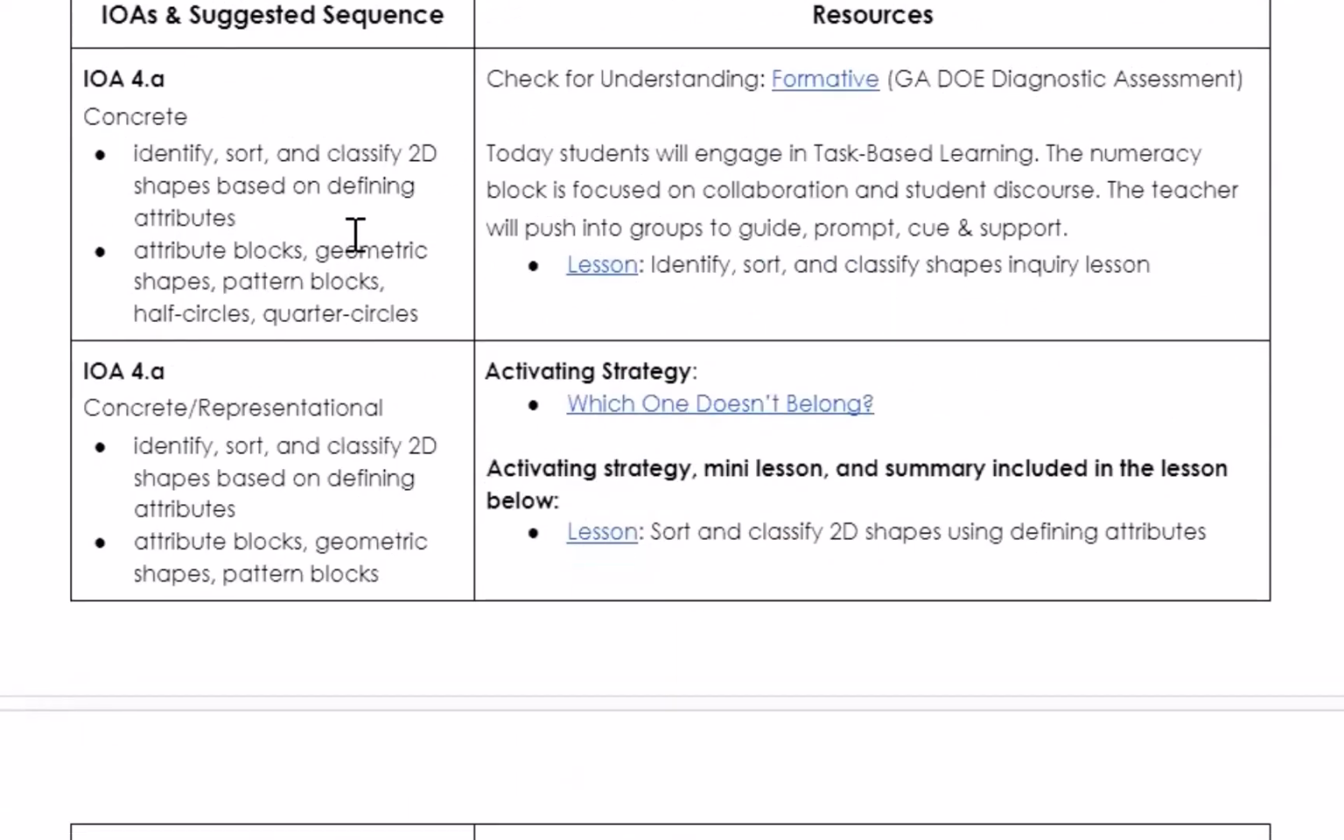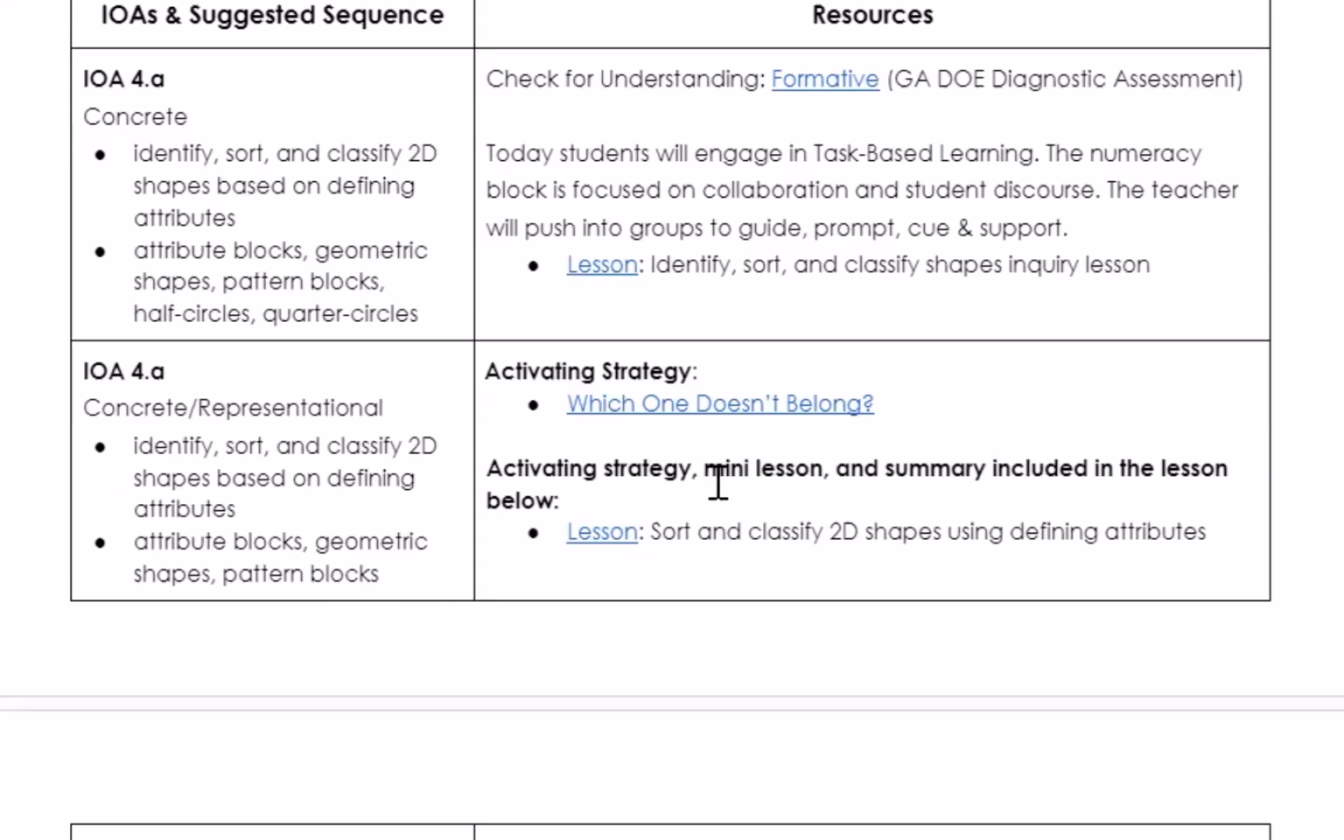The left column of the pacing guide will list the progression through concrete, representational, and abstract strategies. The bullets also indicate the learning objectives for the day, as well as suggested manipulatives. The right column of the pacing guide shows the instructional resources that align to the intended learning objective for each day of instruction.